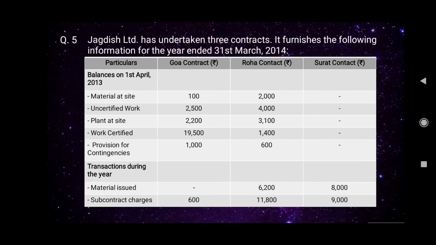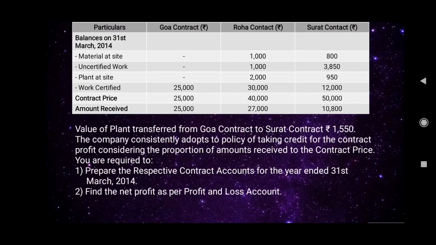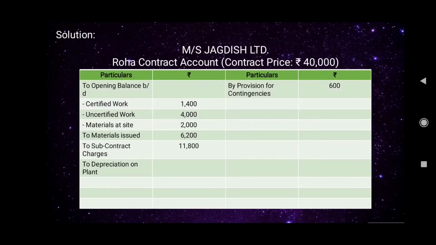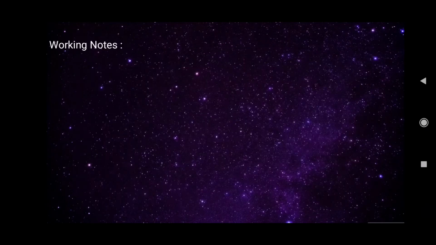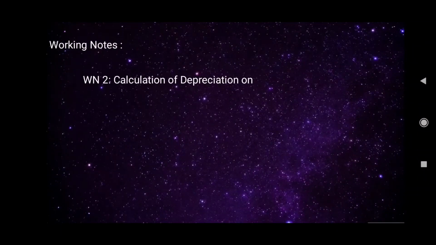Next we'll record the depreciation amount. So the plant at site amount is given as 3100. And the balance as on 31st March 2014, plant at site amount is given as 2000. So let us calculate the depreciation amount. So we need to prepare working note. Working note number 2. Calculation of depreciation on plant.